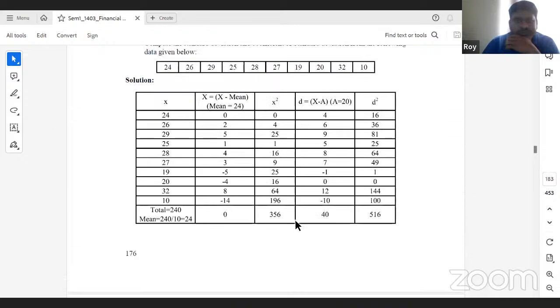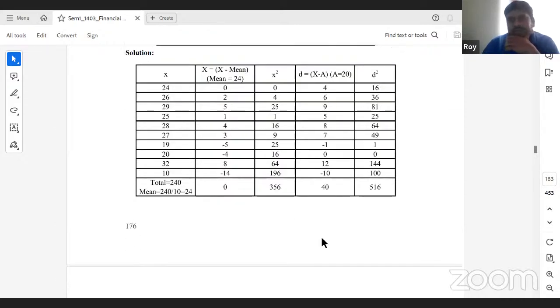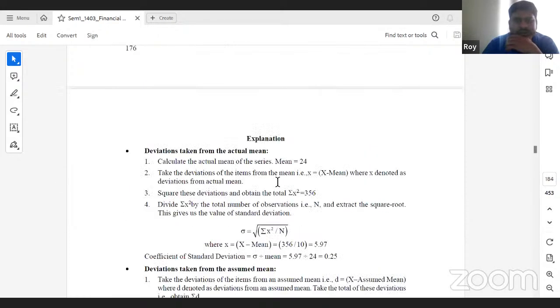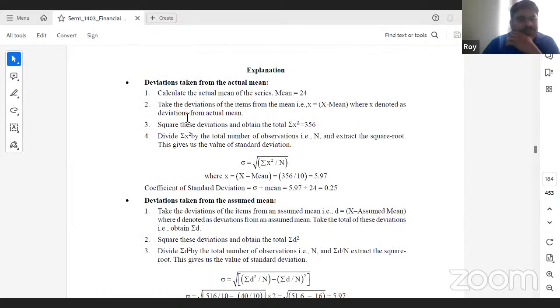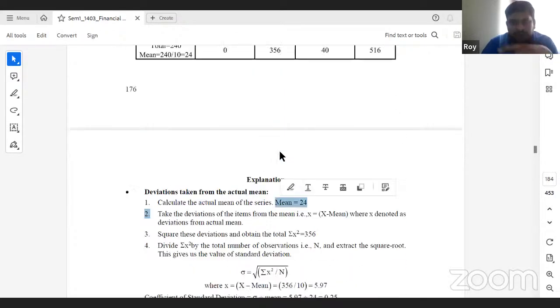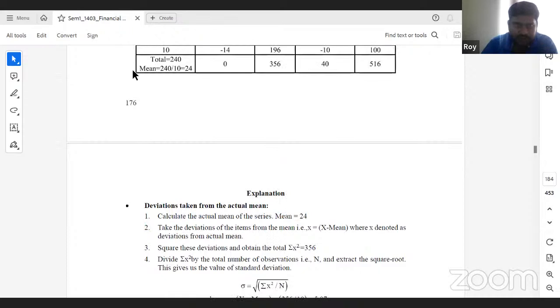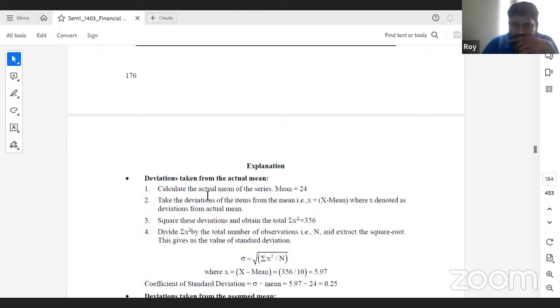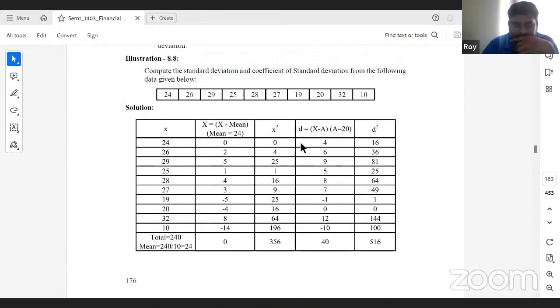Now, these are the values, that is how you need to calculate. What is the final formula here? Explanation: first, calculate the actual mean, that is m is equal to 24. Already we got this 24 here. Second, take the deviations of the items from the mean, that is small x minus m, where x denotes the deviation from the actual mean. Then square these deviations and obtain the total.